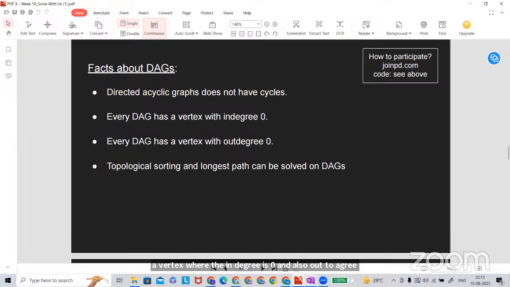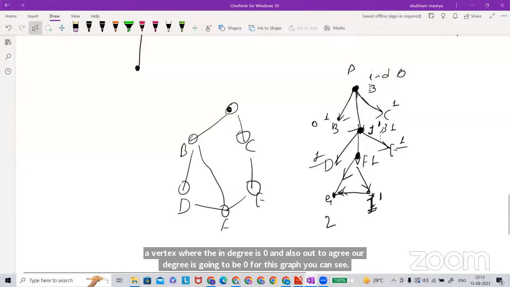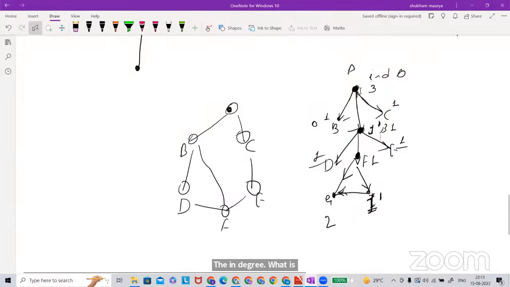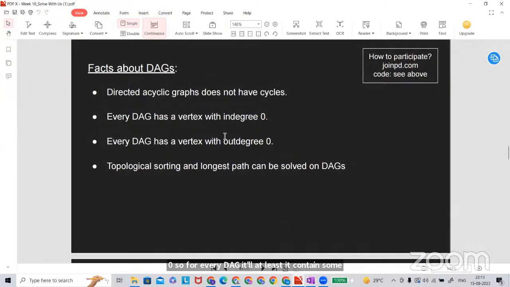For this graph, we can see the in degree for A is 0, and out degree of A is 3, but for B, out degree of B is 0. So every DAG surely contains a vertex which has in degree 0 and a vertex which has out degree 0. Topological sorting and the longest path.